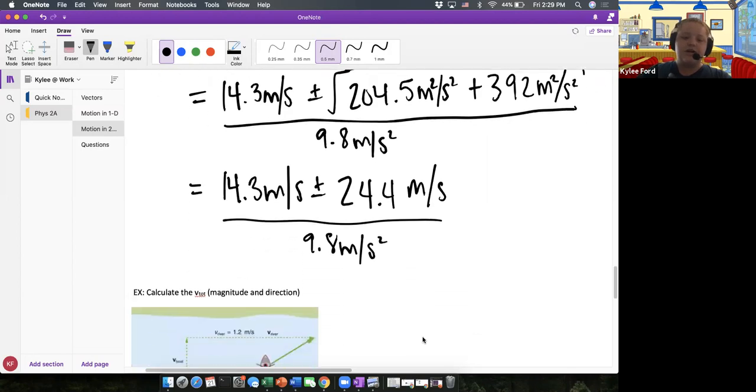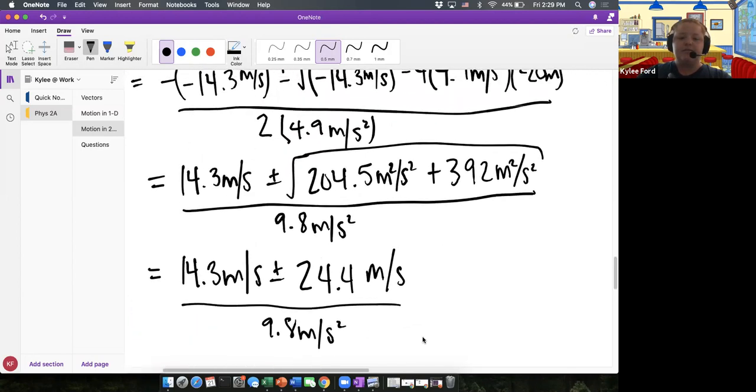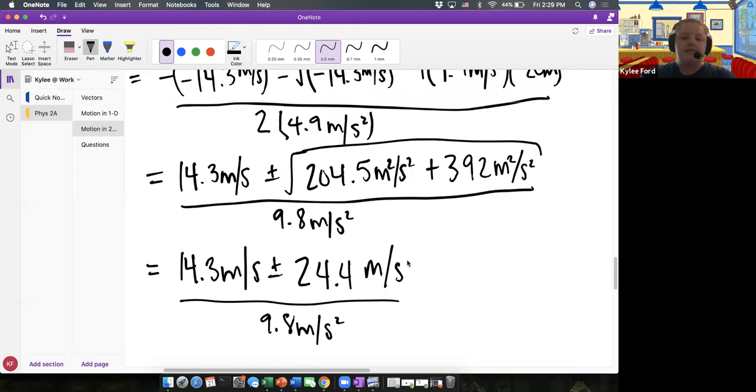This is where it might be a little bit funky. We have a plus or a minus, so I'm going to get two different answers. I would first take my 14.3, add 24.4, and divide it by 9.8. So 14.3 plus 24.4 divided by 9.8, and I get 3.95. Let me look at the units. I get meters per second up top. Meters cancel, one of the seconds cancels, so I'm left with seconds.